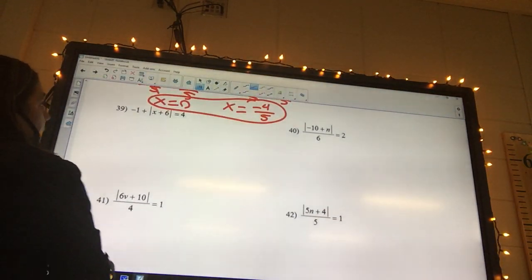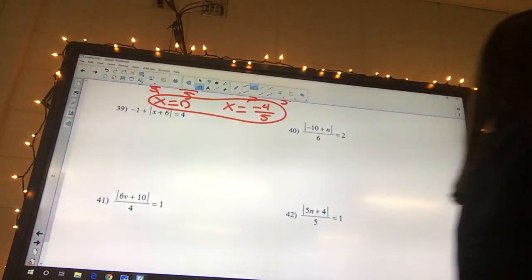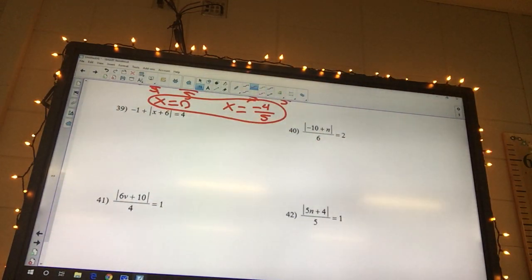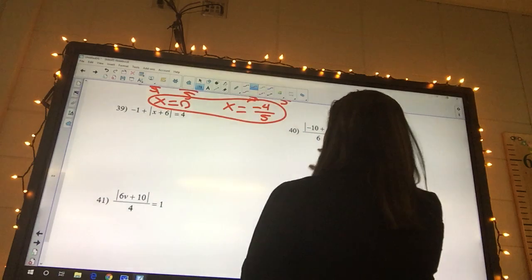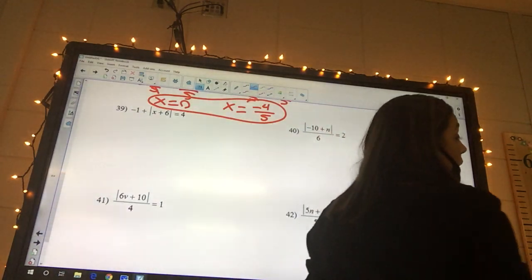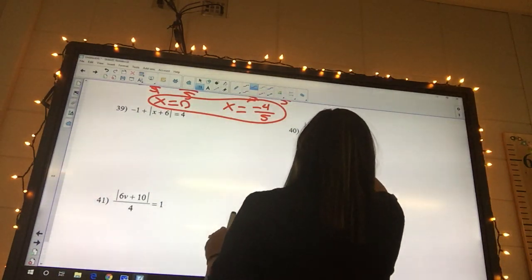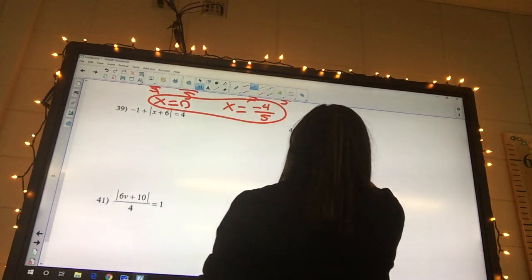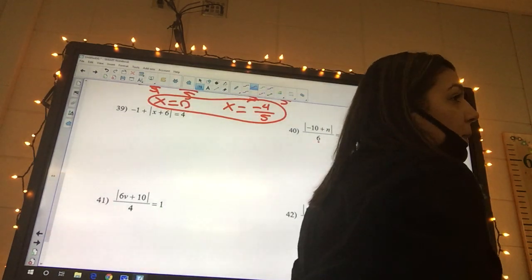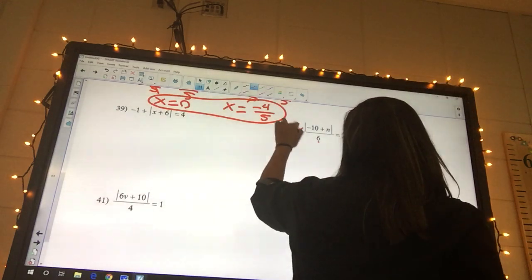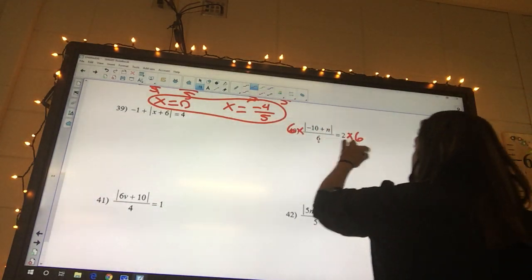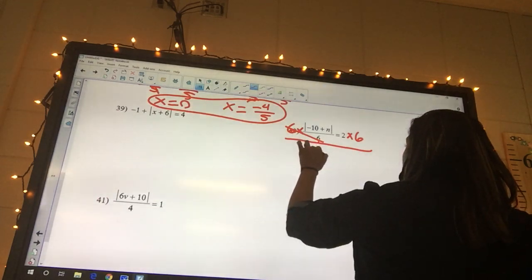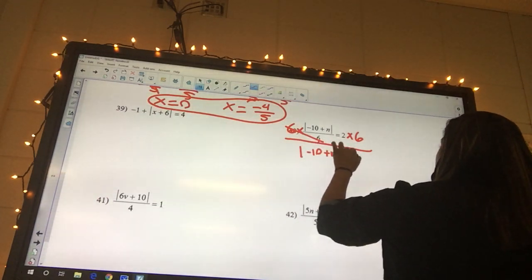You want me to do 39 or 40? 40. Okay, so is the absolute value all by itself? No. Why not? It's just negative 1 plus... We're looking at this one. But yeah, that's right, the 6. Because of that 6. So see, we're just looking at this side. Is there anything with the absolute value? There's a 6. So how do I move that 6? Multiply both sides by 6, times by 6. So negative 10 plus n equals 12.